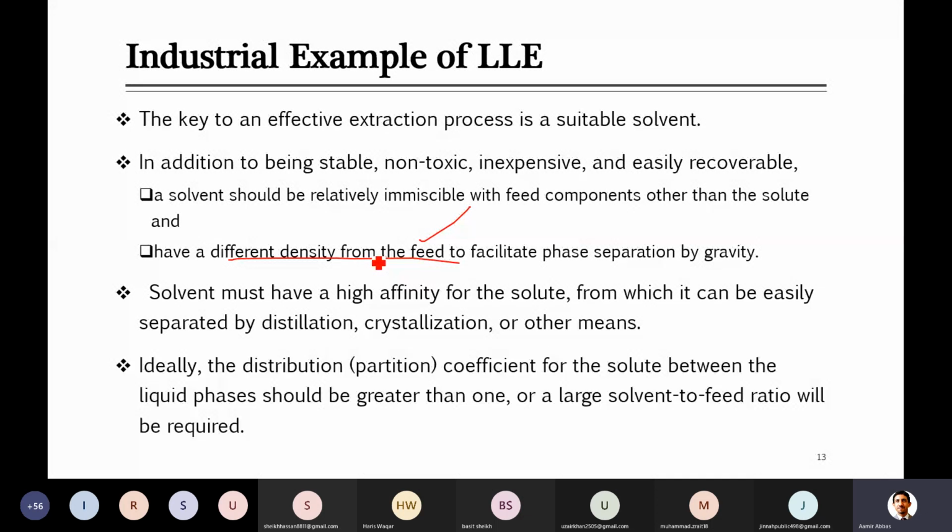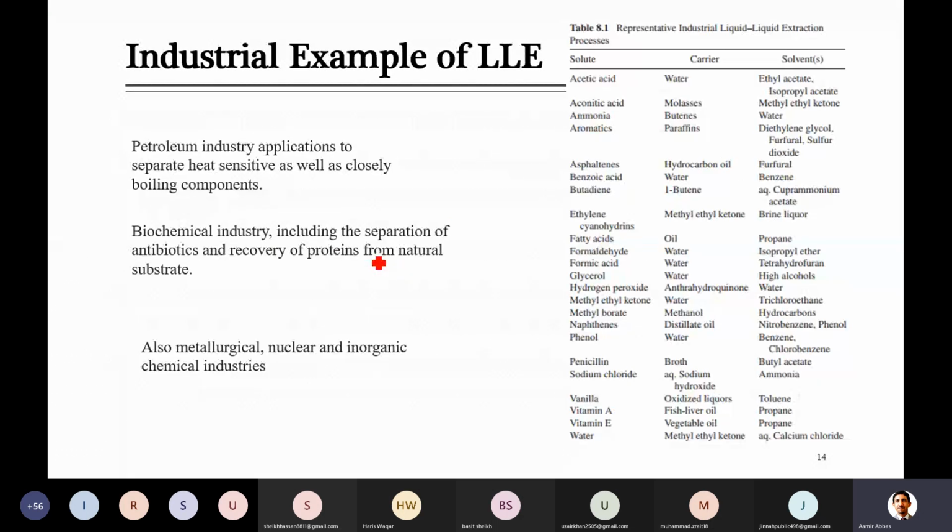So ideally, the distribution or partition coefficient for the solute between the liquid phases should be greater than 1, or a large solvent to feed ratio will be required. Just let's skip this point because this needs some background, and later when we will be talking about activity coefficients and distribution coefficients while discussing the design, then I will talk about this point in detail. But here the thing is that if the activity coefficient ratio is not 1, then you actually need a solvent to remove some component.